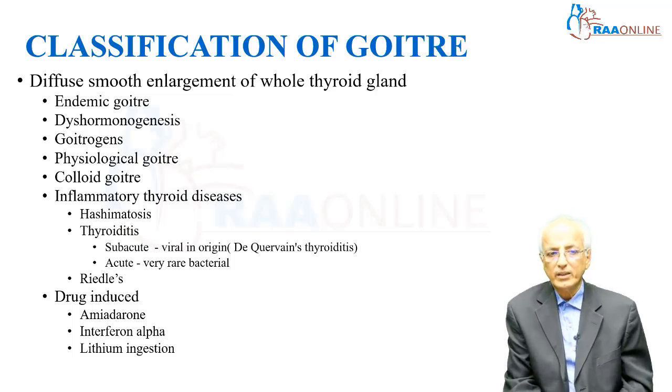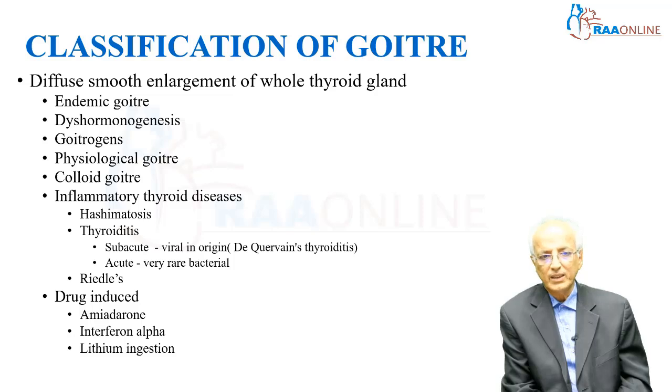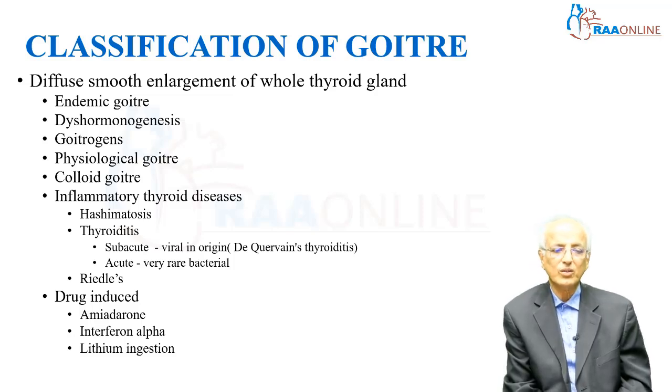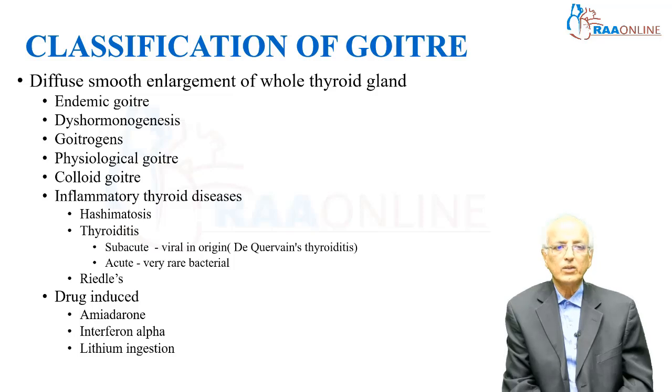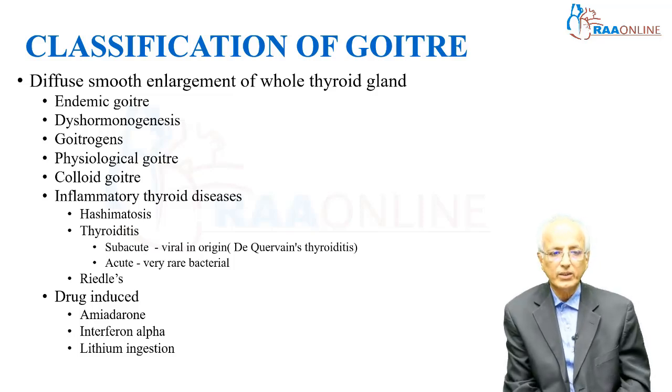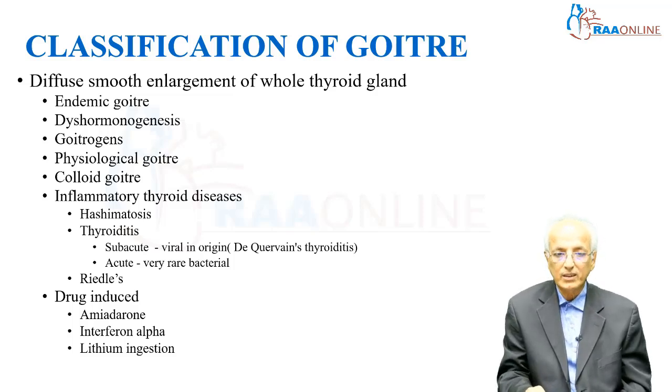Classical inflammatory thyroid diseases like Hashimoto's thyroiditis, which can be subacute, like de Quervain's disease, which happens after any viral infection. Very rarely, acute bacterial infection of the thyroid. A third thyroid inflammatory disease is Riedel's disease, which is a fibrosed thyroid gland. Another cause for diffuse smooth enlargement is drug-induced: amiodarone, interferon alpha, lithium ingestion. All of these can increase the size of the thyroid gland because of reduced thyroid output.